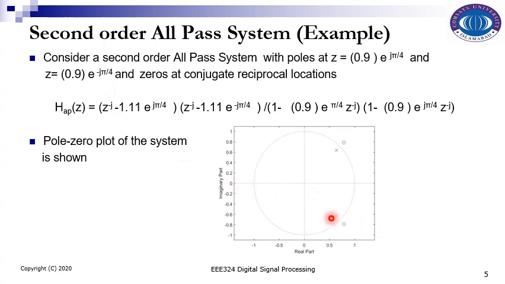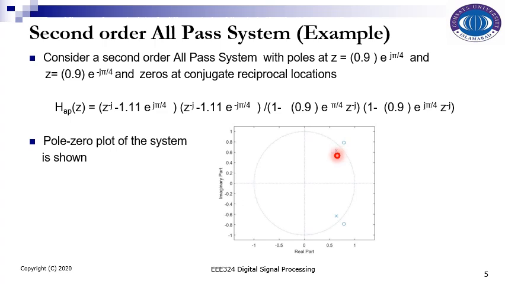So this is the pole at 0.9 angle pi/4, and its associated zero is at 1.11, or 1 over 0.9 radius, located at this radius, but the angle is also minus pi/4. So the pole and its associated zero, when we look at them, they are at mirror positions with respect to the unit circle. We can think of them as being reflected about the unit circle.